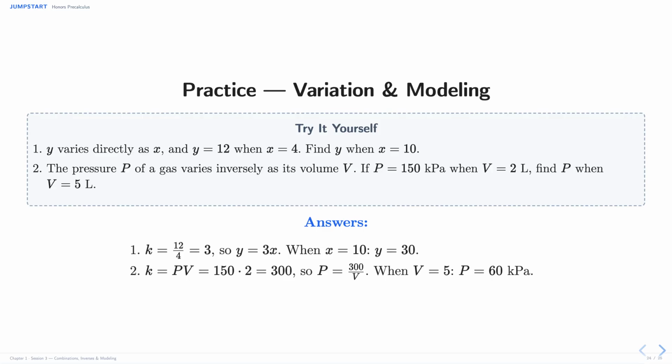Try these practice problems on variation and modeling. First, if y varies directly as x and y = 12 when x = 4, find y when x = 10. Next, consider the pressure P of a gas that varies inversely as its volume V. If P = 150 kPa when V = 2 liters, find P when V = 5 liters.